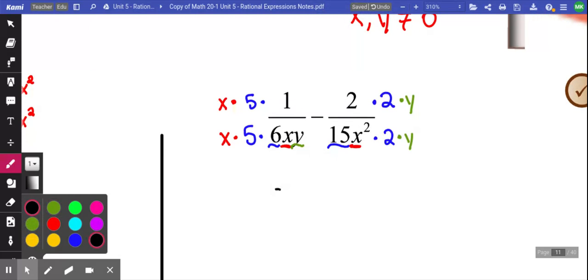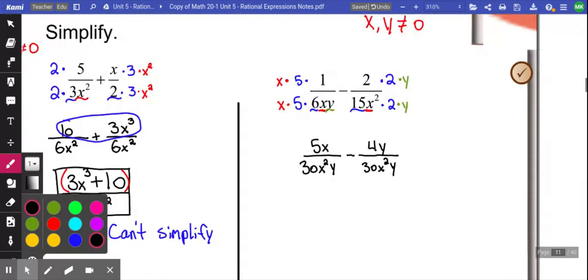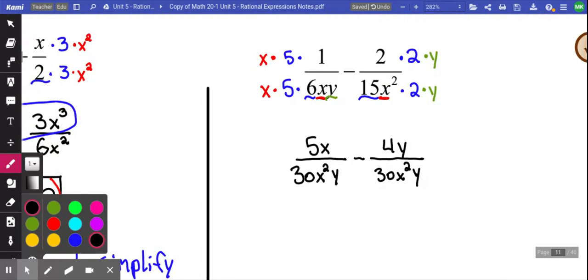This now gives me 5x divided by 30x squared y minus 4y over 30x squared y. And we've successfully got ourselves a common denominator. When you successfully have a common denominator, you can add or subtract the top. So this becomes 5x minus 4y. And the bottom stays the same. So it's 30x squared y.